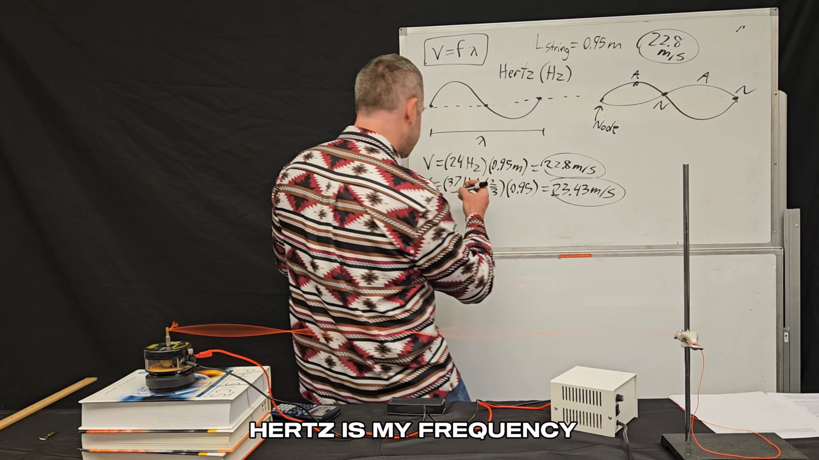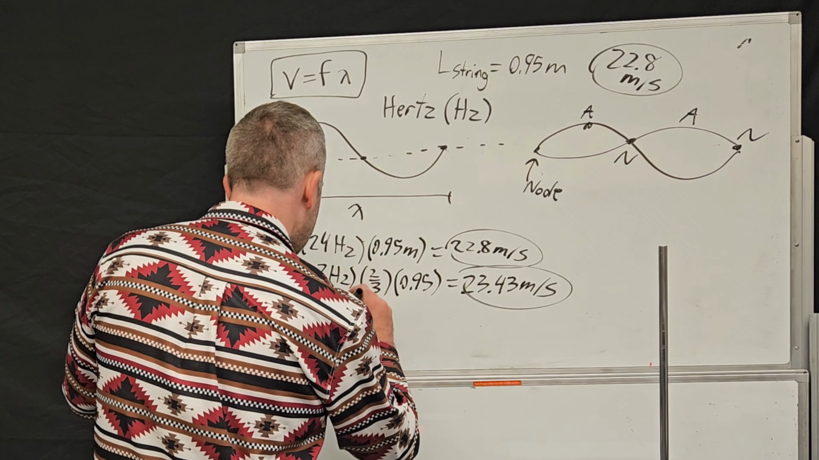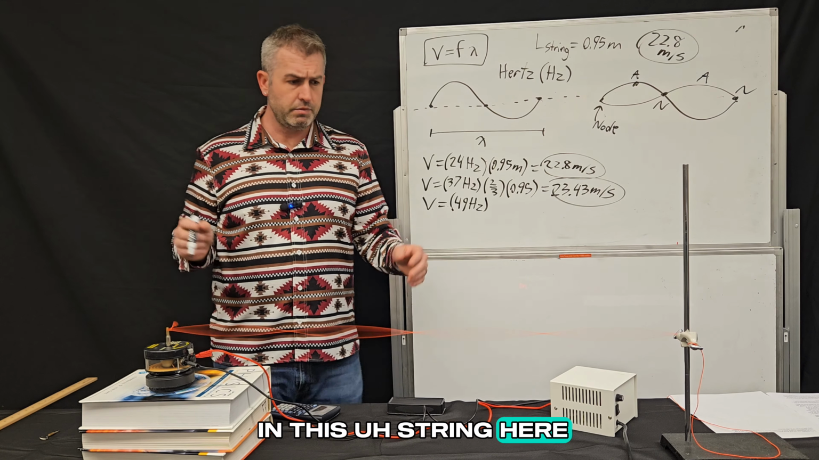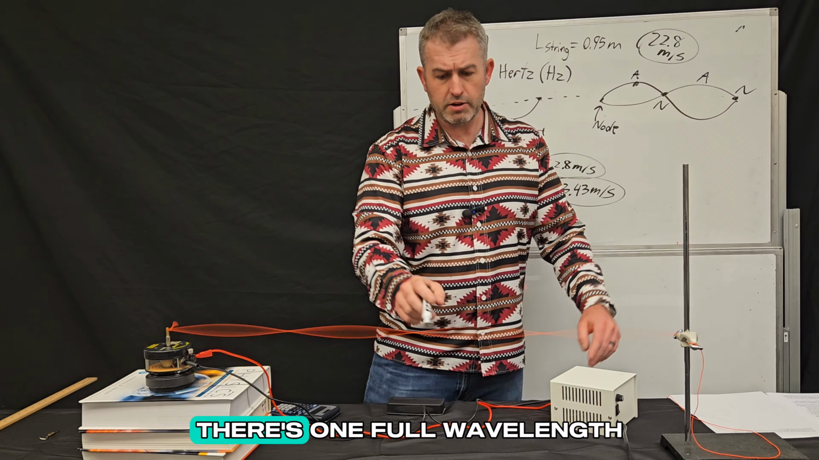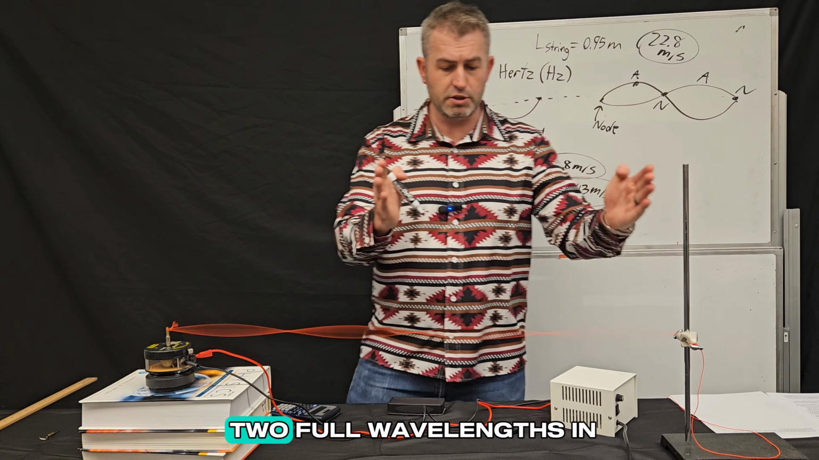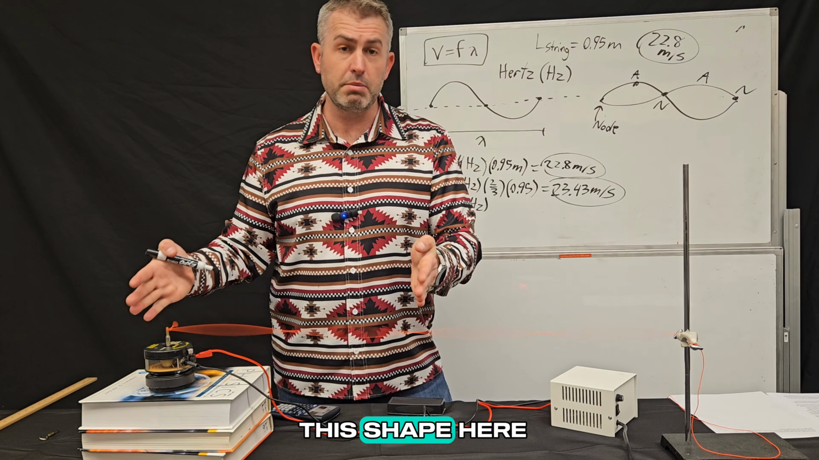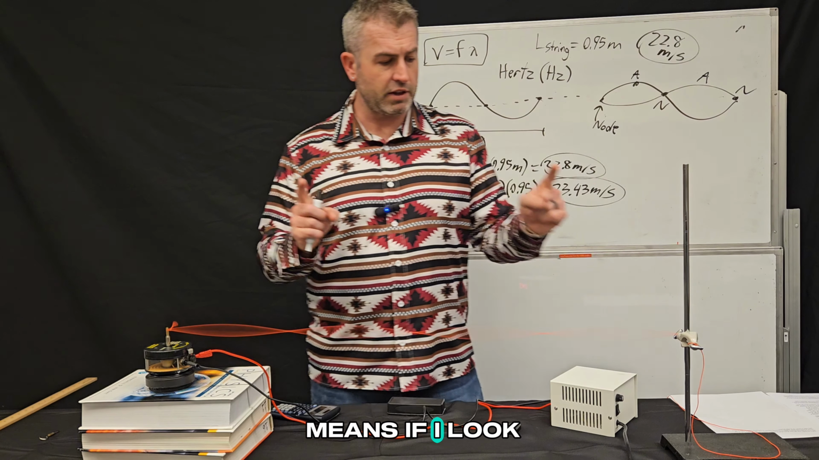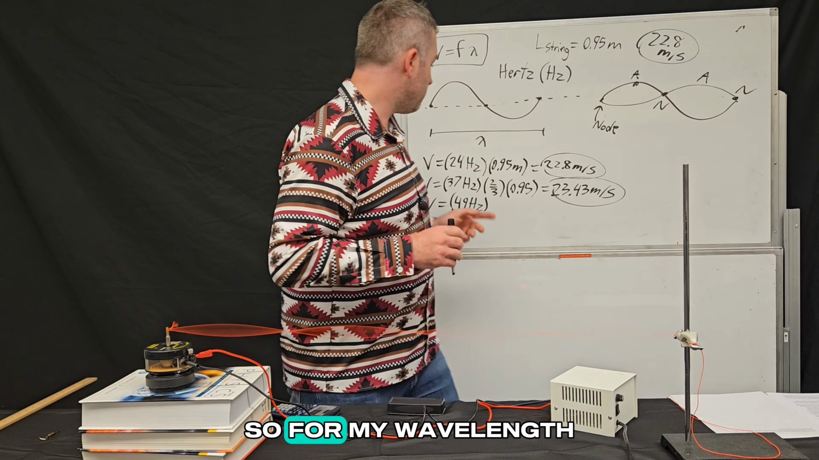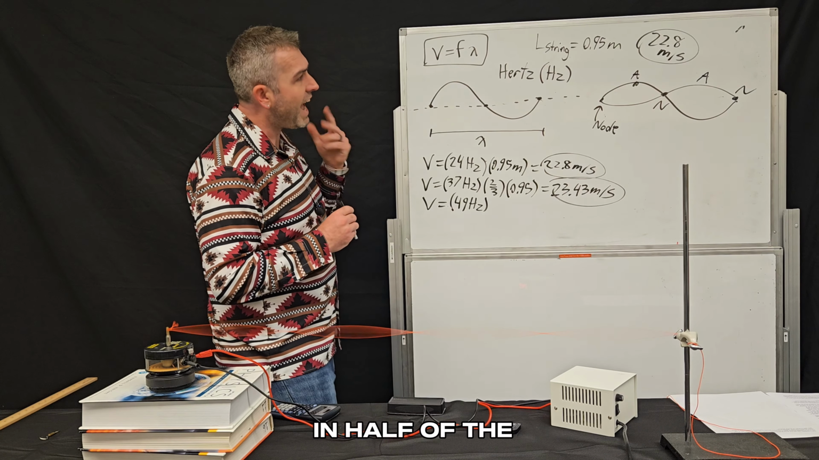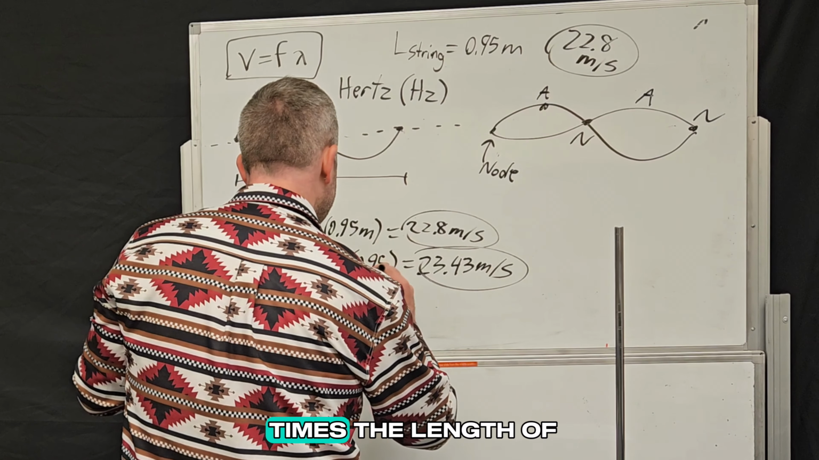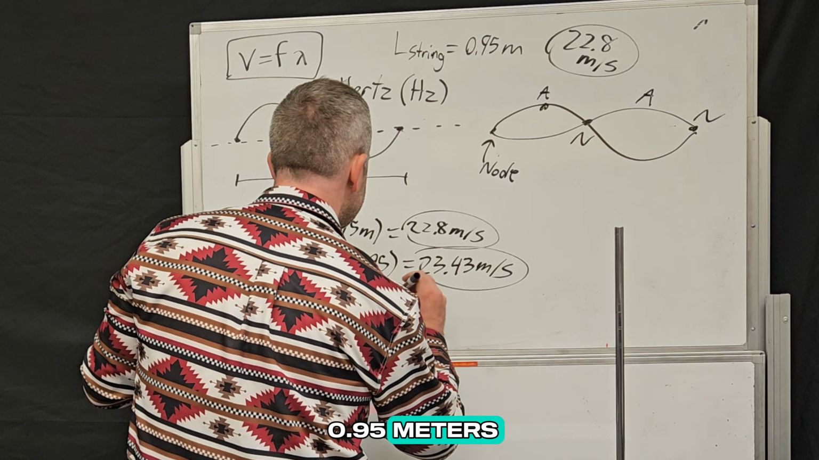So I have 49 hertz as my frequency. And so how many wavelengths do you see in this string here? Well, if I start here and look, there's one full wavelength right there, and then there's another full wavelength. So I actually have 2 full wavelengths in this shape here. And so that means one wavelength is exactly half of the overall string. So for my wavelength, I'm going to plug in half of the string's length. So we have 0.5 times the length of the string, which is 0.95 meters.